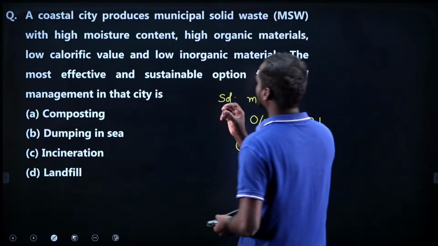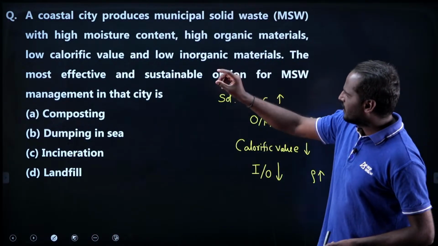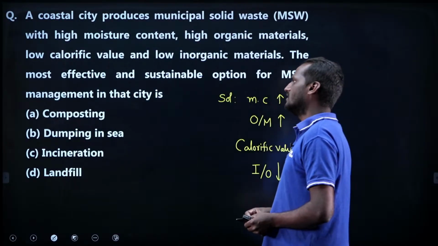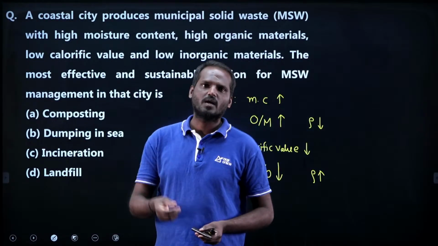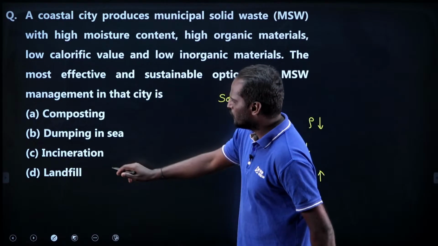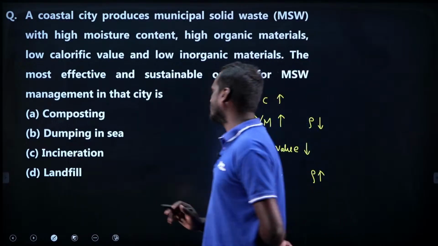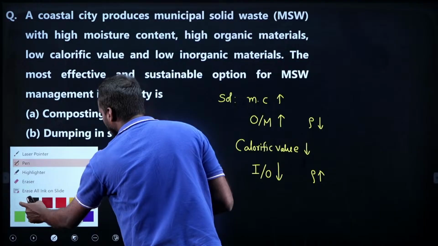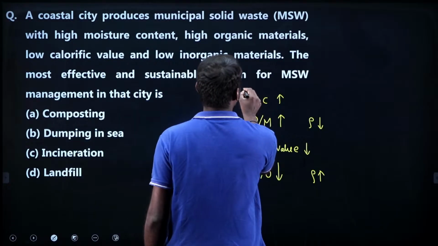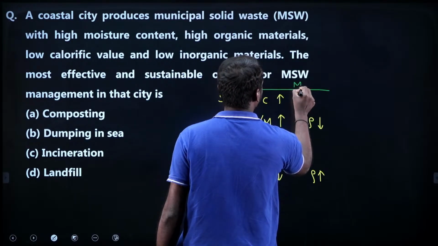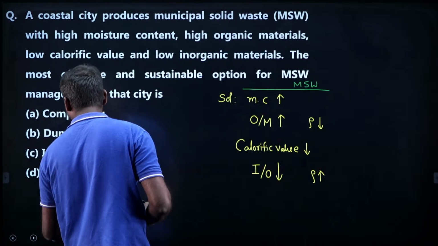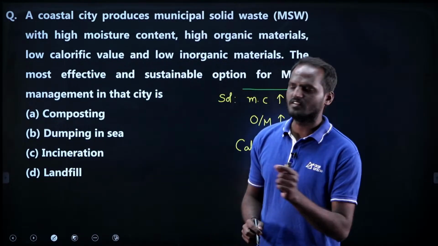Now what is asked: the most effective and sustainable option for MSW management in that city. If you go for a landfill, what is happening with these characteristics of MSW? The given characteristics are the characteristics of an MSW. See what happens when you go for the final option, option D, landfill, with these characteristics.